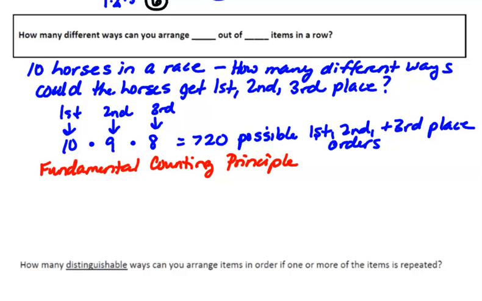A permutation. So I'm going to put this up in the box. How many different ways can you arrange r out of n items in a row? This is called a permutation, and we write it like this. nPr, the permutation of n select r, is n factorial divided by n minus r factorial.